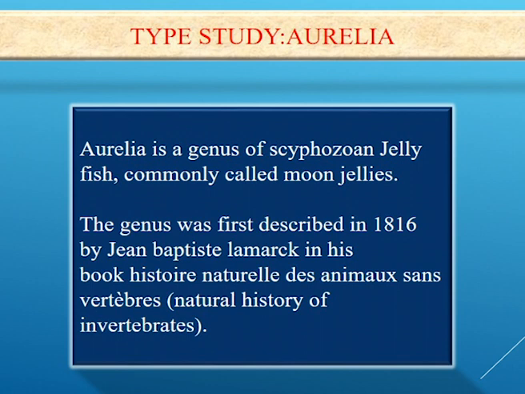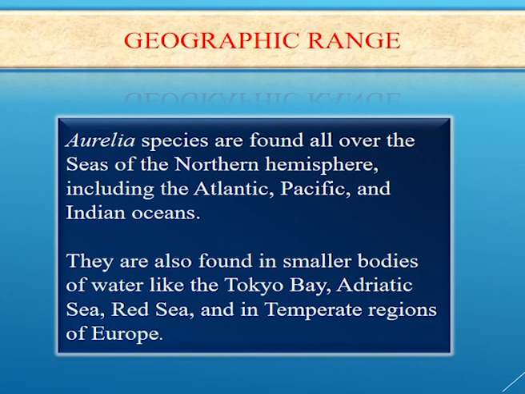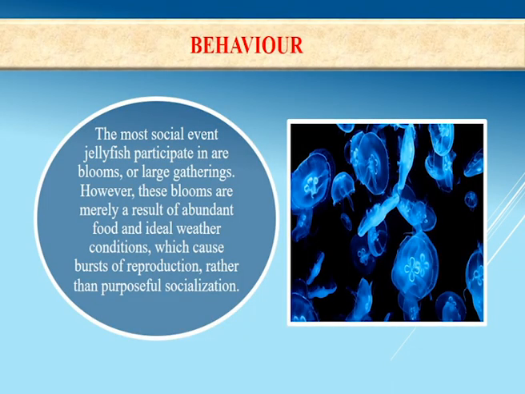Aurelia is commonly called the moon jelly, and it was first described by Lamarck in his book The Natural History of Invertebrates. Geographically, they are present in the northern hemispheres of the Atlantic, Pacific and Indian Oceans, and also in Europe and different seas like the Red Sea and Tokyo Bay. They participate in blooms, and we find a number of blooms of these jellyfishes.